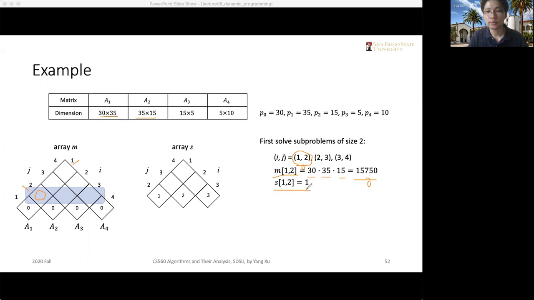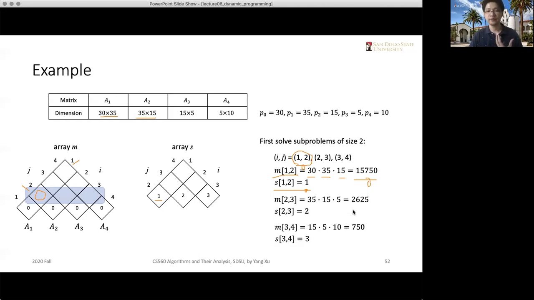Okay, because this S indicates the position of the last layer of parentheses, because this is just A1 times A2. So in theory, the position of the parentheses is after A1. So here we need to place A1 here. Okay. And for the second subproblem M23, it's basically the same thing, right? And for M34, we can compute it similarly.